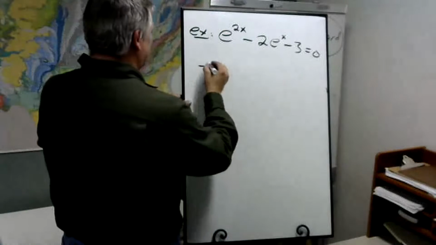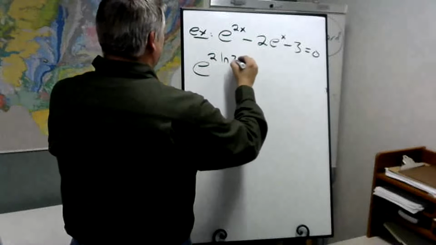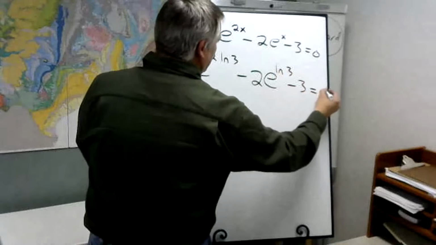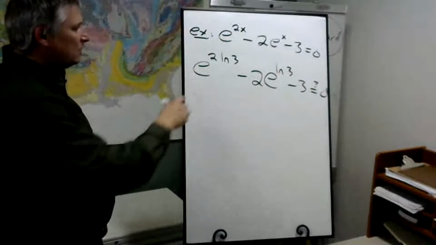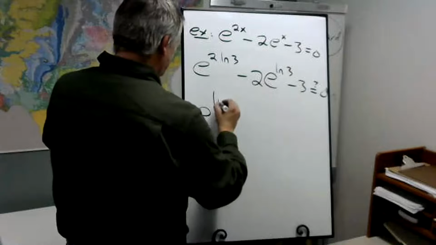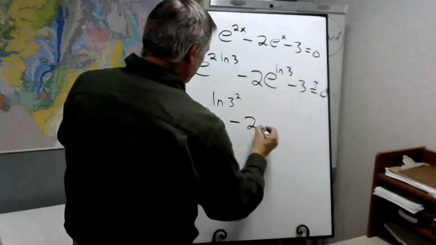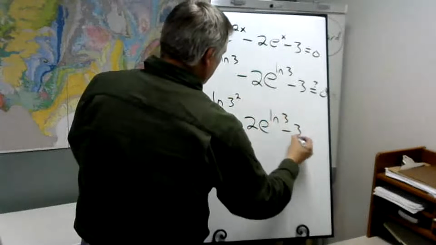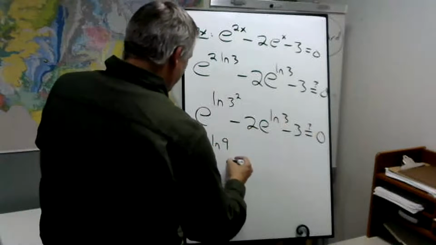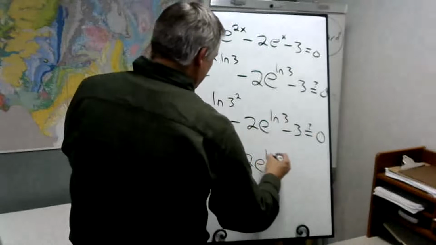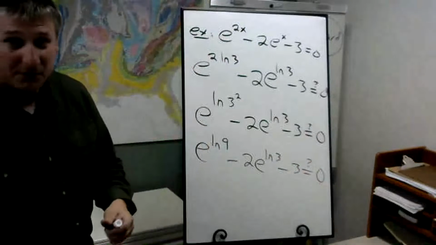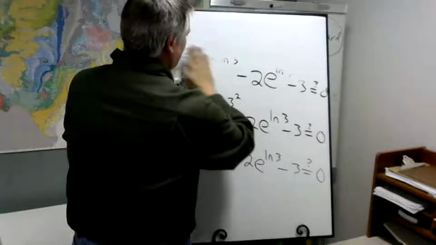So this one, e to the 2 natural log 3 minus 2e to the natural log 3 minus 3, does this equal 0? Well, again, we could make this an exponent of a 3. Does this equal 0? Or e to the natural log of 9 minus 2e to the natural log of 3 minus 3, does that equal 0?